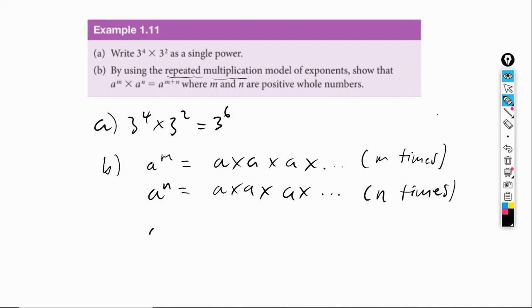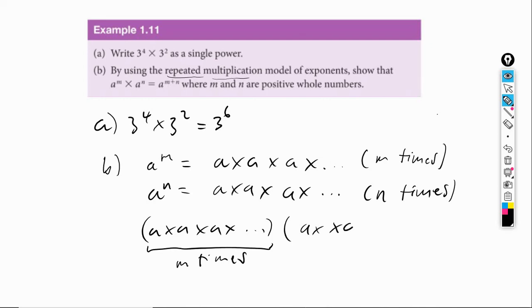Therefore, if we have a times a times a, etc., and this is m times, and this times a times a times a times a, etc., and this would be n times, then we know that this has to equal a to the power of m plus n.